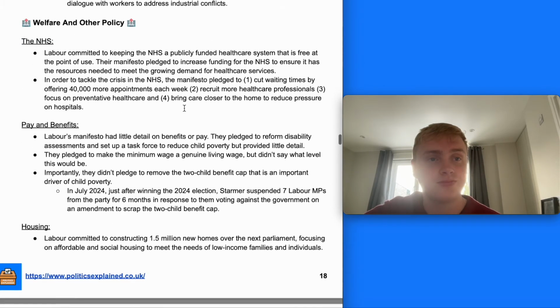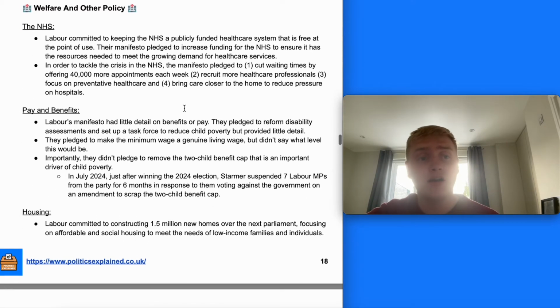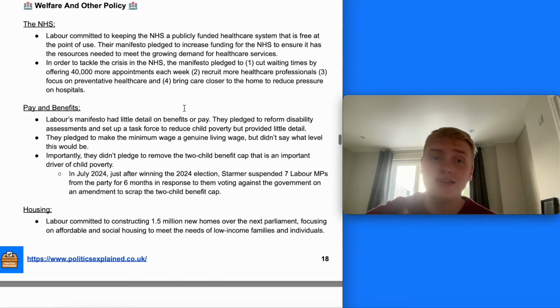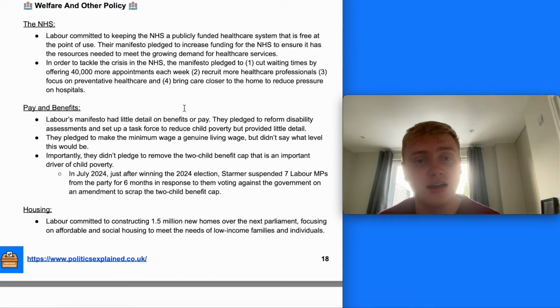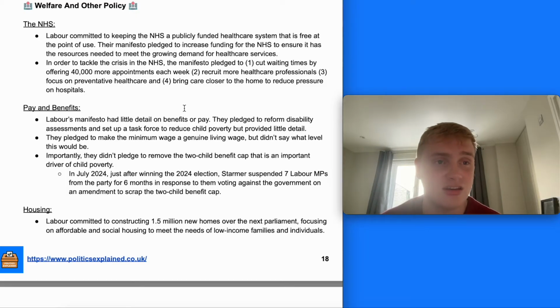In terms of welfare and other policies, first looking at the NHS, they committed to keeping the NHS a publicly funded healthcare system that's free at the point of use. The manifesto pledged to increase funding for the NHS to ensure it has the resources needed to meet the growing demand for healthcare services. You'll pretty much see that in every single manifesto.